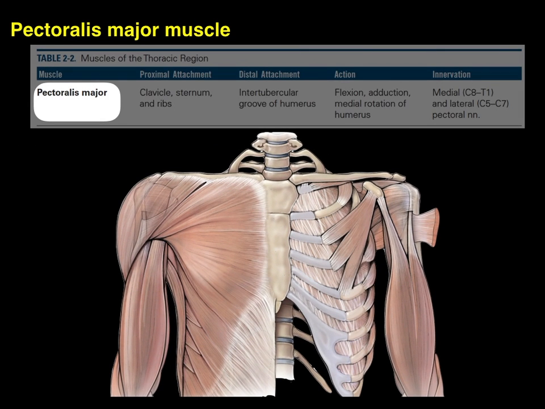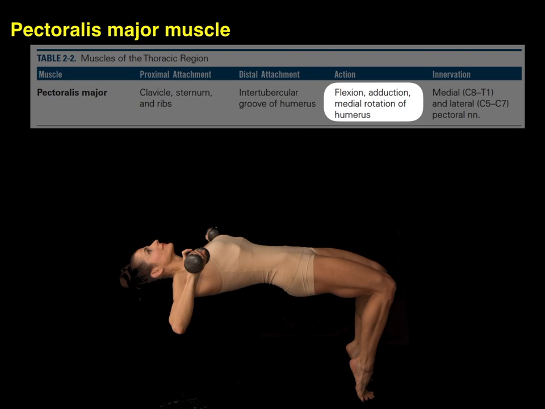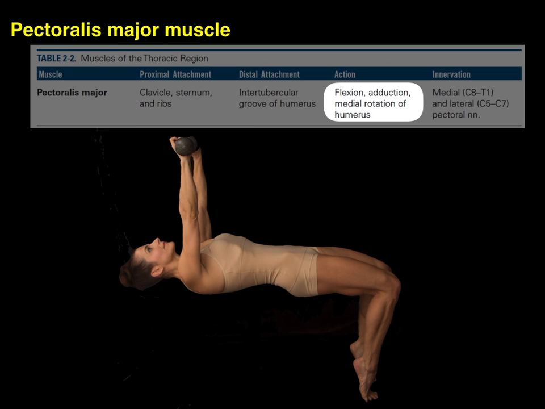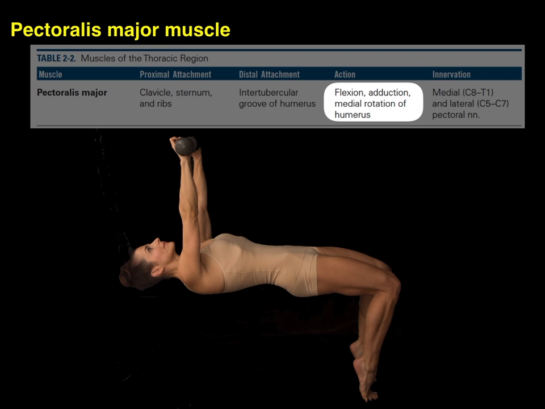All right, so here we have the first superficial anterior thoracic wall muscle, which is the pectoralis major, outlined there in orange. This pectoralis major arises from the clavicle, sternum, and also the ribs, and then it attaches laterally to the intertubercular groove of the humerus right there, along with the lats and teres major. This muscle is going to help flex, adduct, and medially rotate the humerus. This picture is only showing the flexion and some adduction of the humerus.